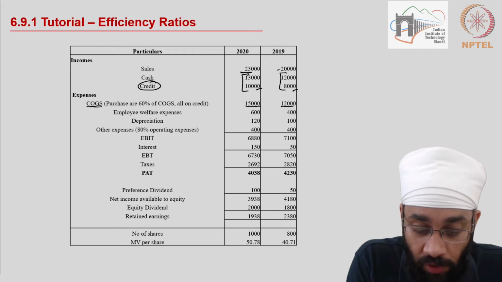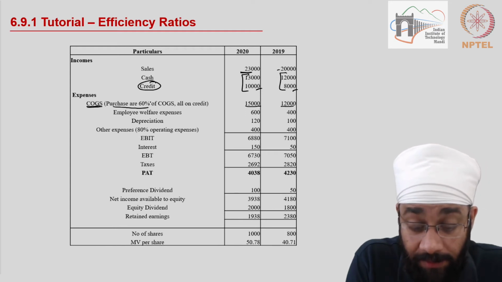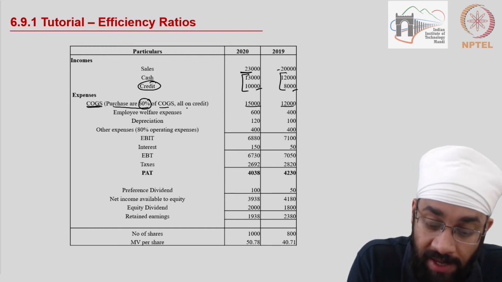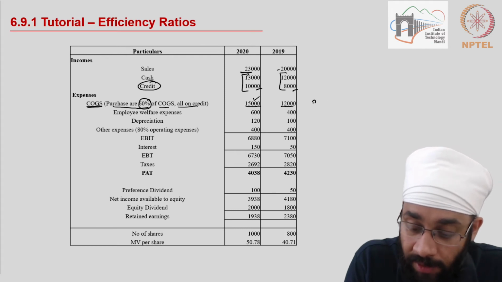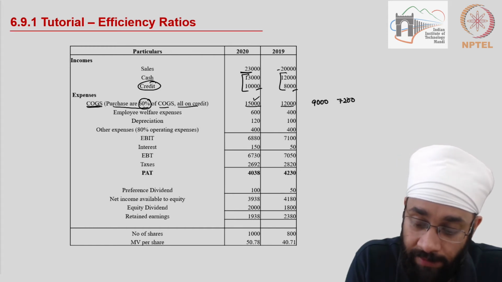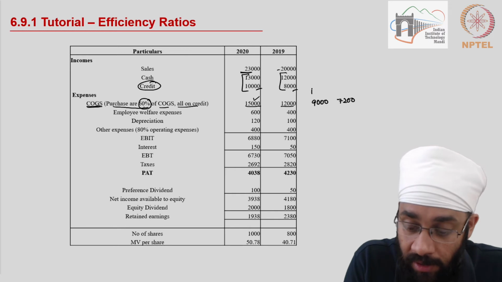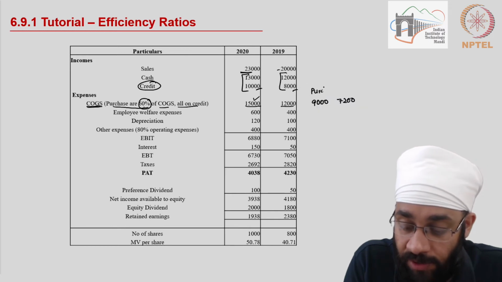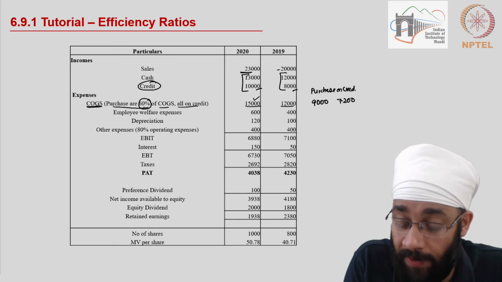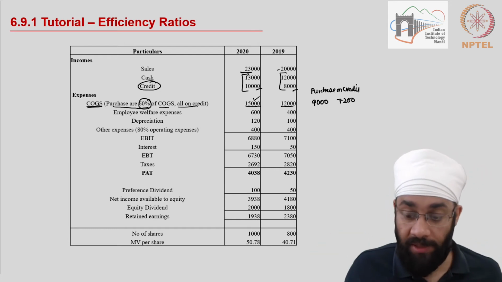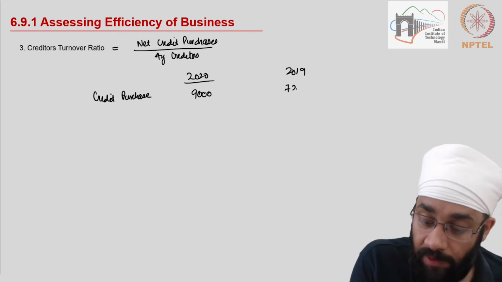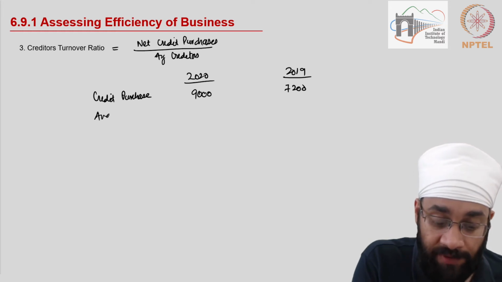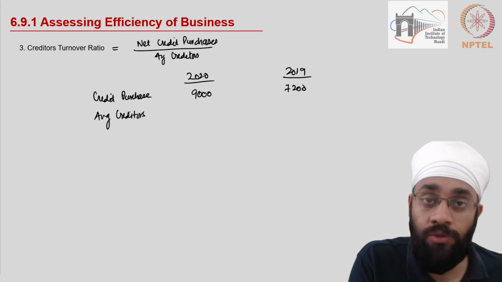Here you have cost of goods sold, and it says purchase is 60% of the cost of goods sold, and all are on credit. So 60% of 15,000 is going to be 9,000, and 60% of 12,000 is 7,200. This is the number for credit purchases, the purchases on credit in the 2 years. Now all you need is average creditors during these two time periods.